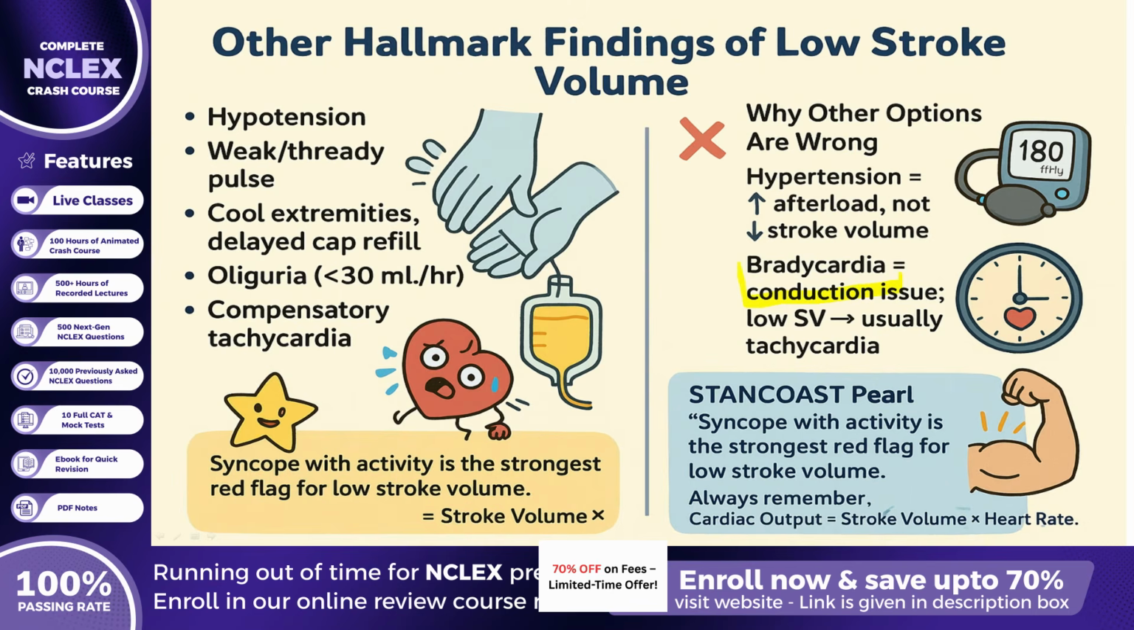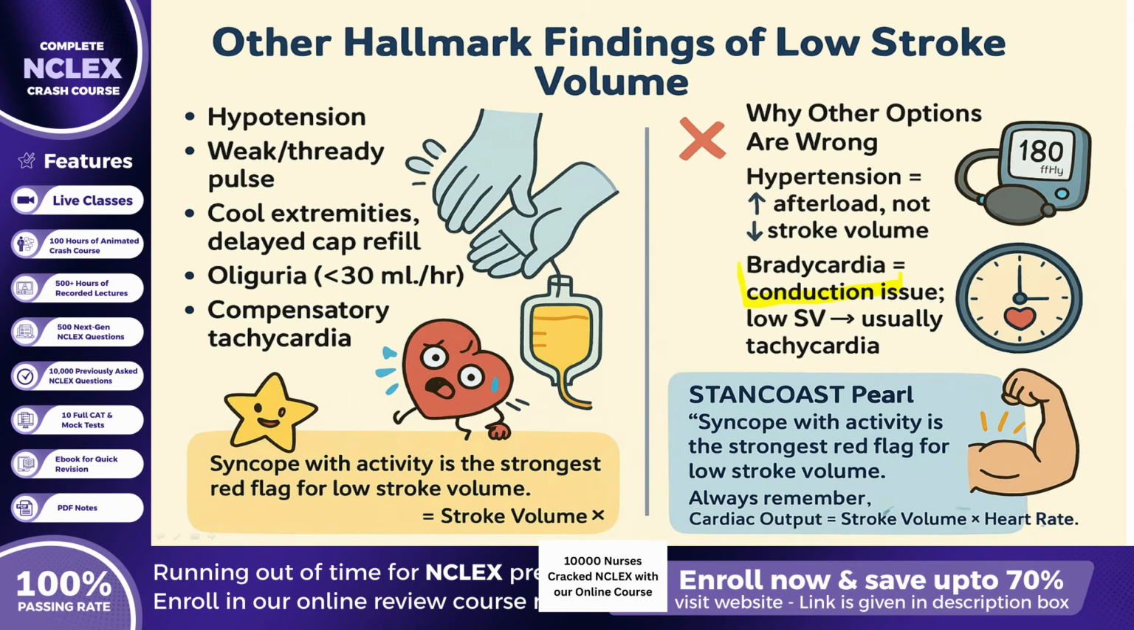Finally, considering option D, a bounding pulse signifies strong ventricular ejection or increased preload, such as in fever, anemia, or aortic regurgitation. This is the opposite of reduced stroke volume, where the pulse would be weak and easily obliterated.